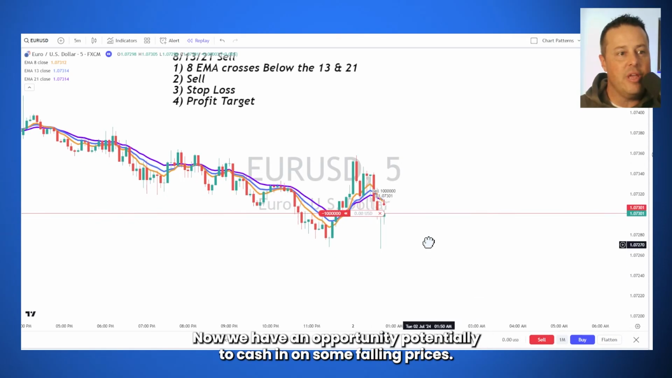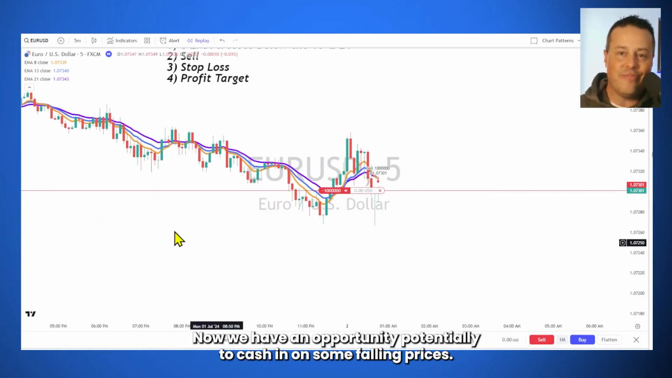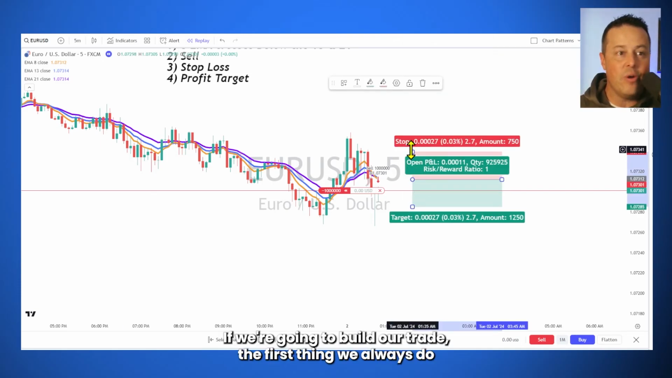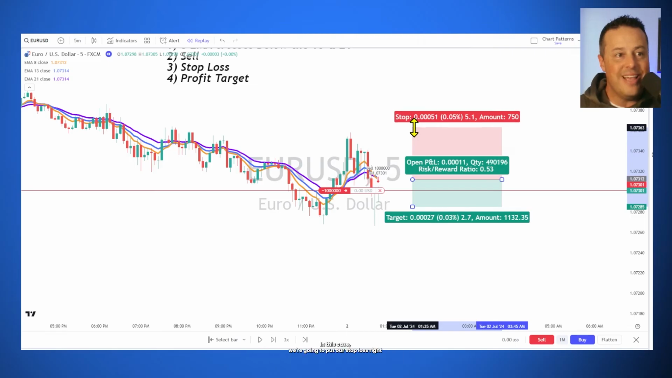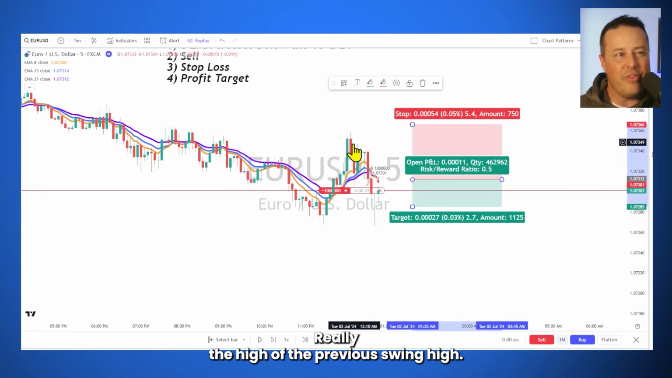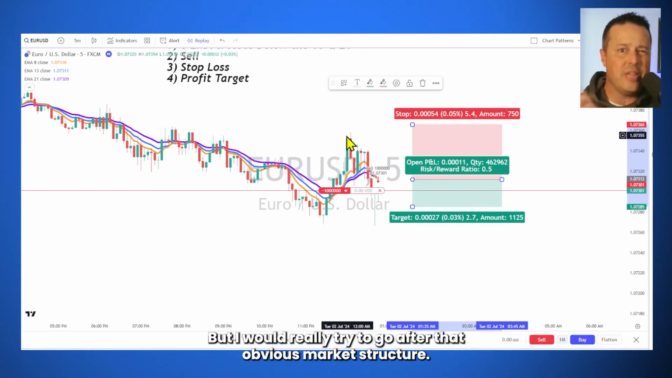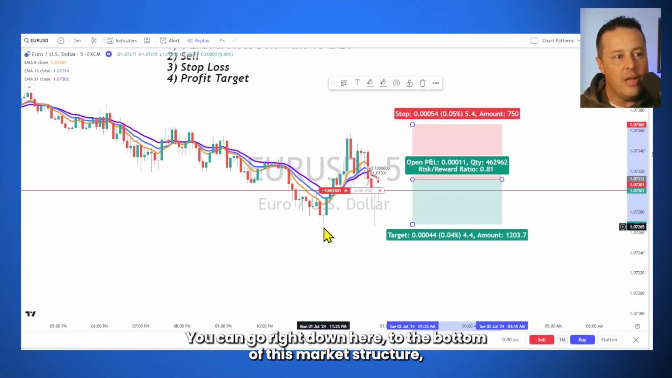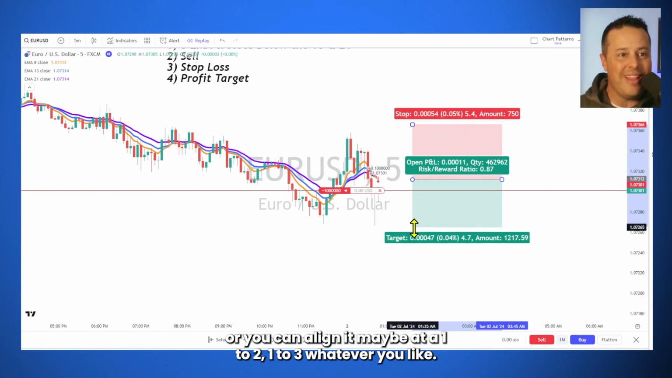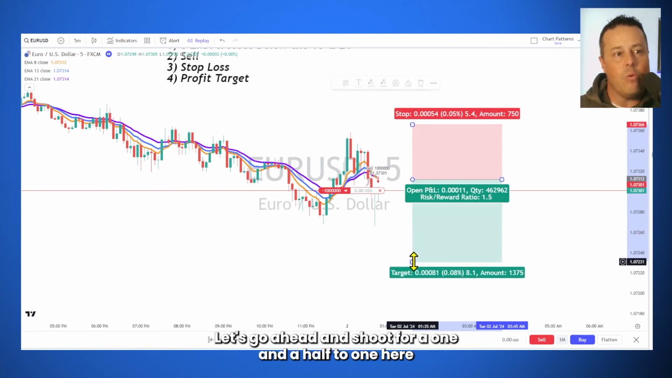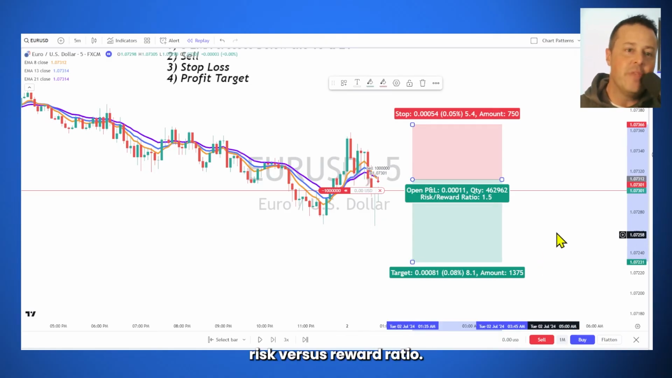Now we have an opportunity potentially to cash in on some falling prices. Let's build our trade. If we're going to build our trade, the first thing we always do is align our stop loss. In this case, we're going to put our stop loss right above this bullish swing high, really the previous swing high. You can put it down in here if you'd like, but I would really try to go after that obvious market structure. And as far as your profit target goes, you can go right down here to the bottom of this market structure, or you can align it maybe at a 1 to 2, 1 to 3, whatever you'd like. Let's go ahead and shoot for a 1.5 to 1 here, risk versus reward ratio, and see how we do.